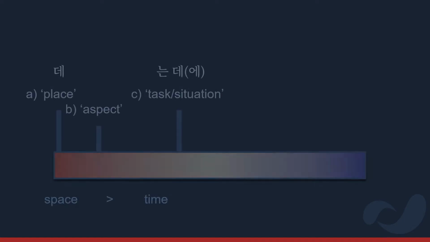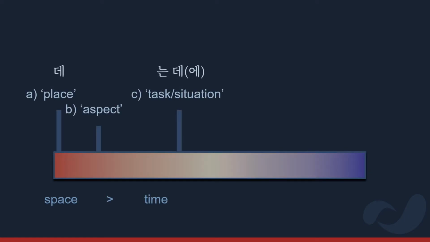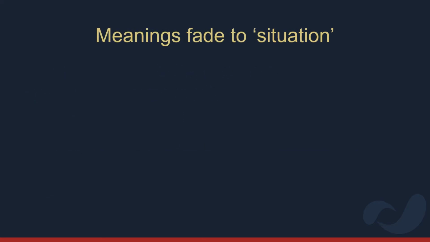Now let's take a detailed look at the evolution of der. It began with the meaning of place, and then that faded into the general meaning of task and situation. This happens as der went from a bound noun to a nominalized form, similar to nungot. That itself is a topic too big to talk about here, so we'll illustrate the concept with some similar examples.